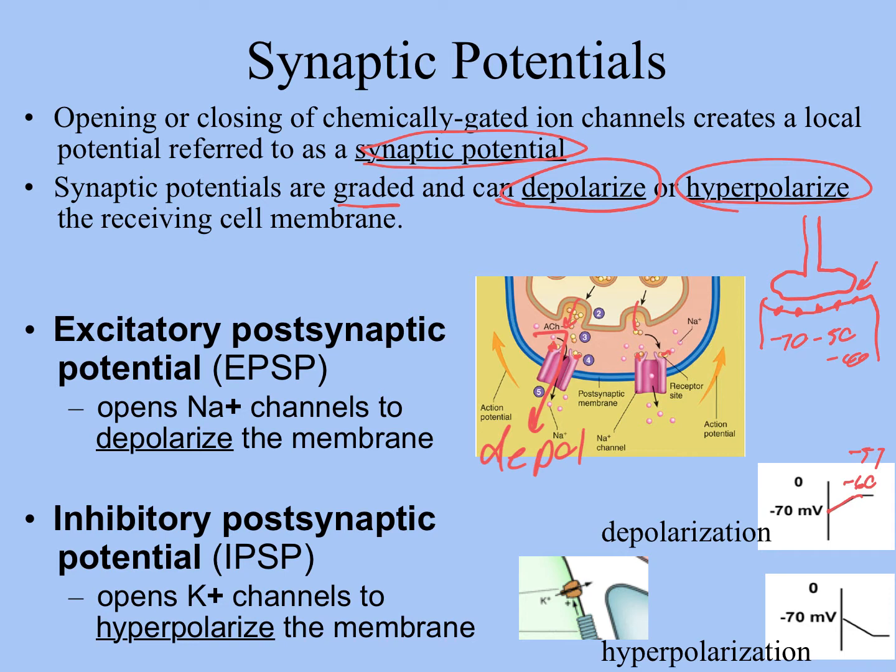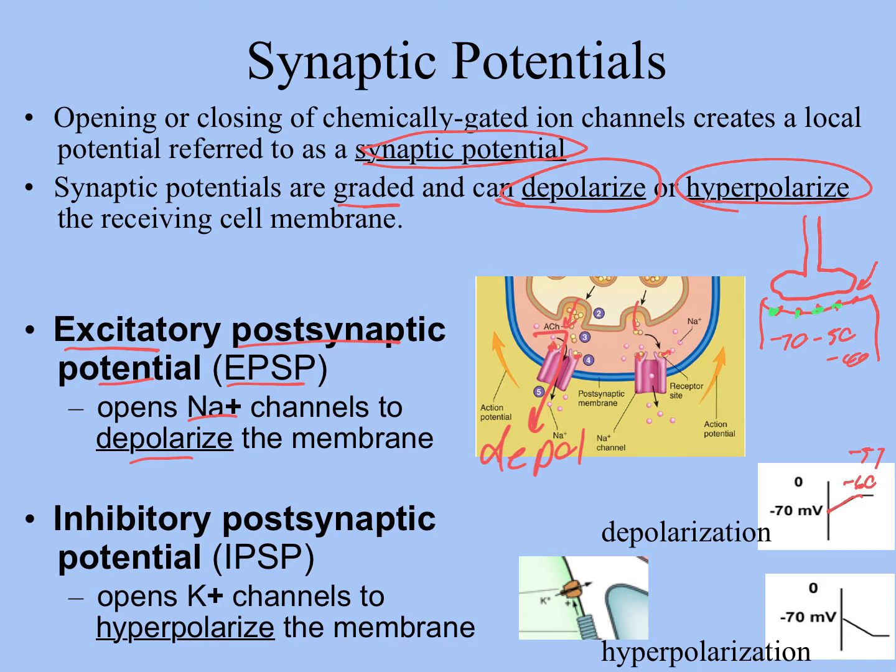We call this depolarization, by opening up chemically gated sodium channels at the synapse, an excitatory postsynaptic potential, or EPSP. Again, we open up sodium channels to depolarize the membrane. They go in a stepwise fashion until you get to threshold potential, and then you send another action potential down the next neuron.